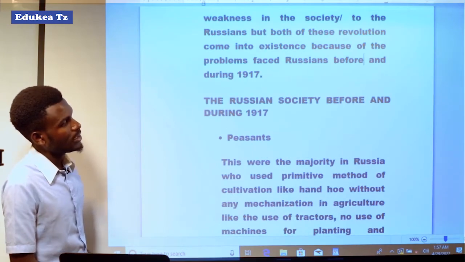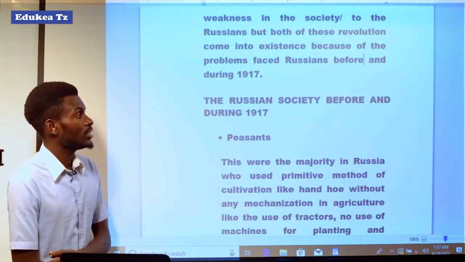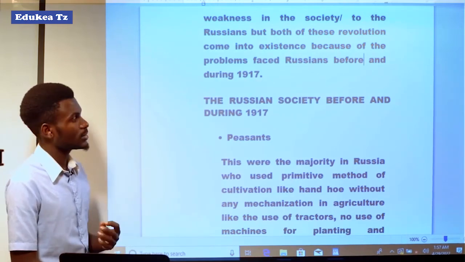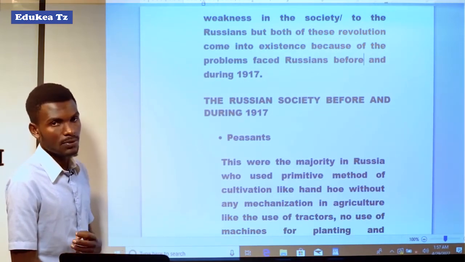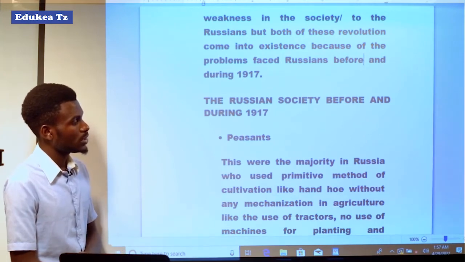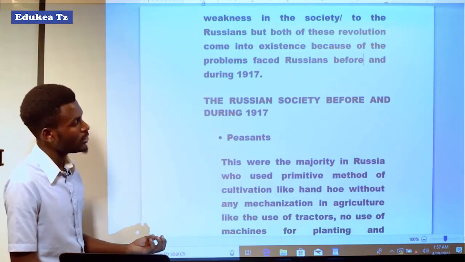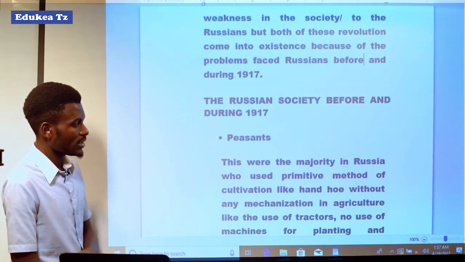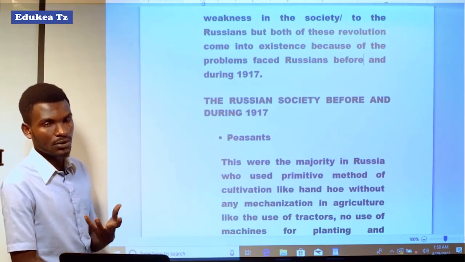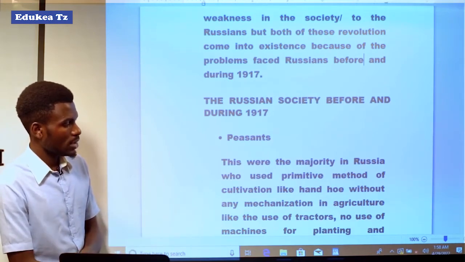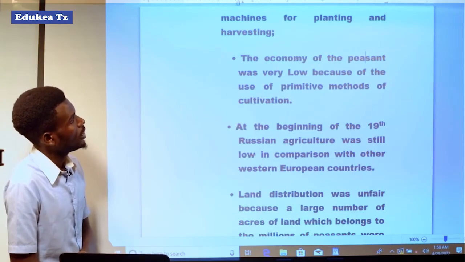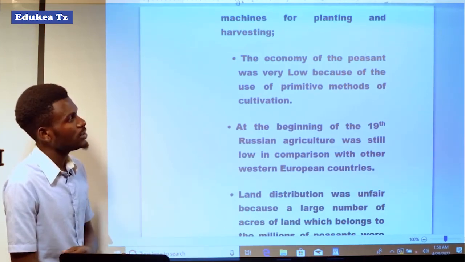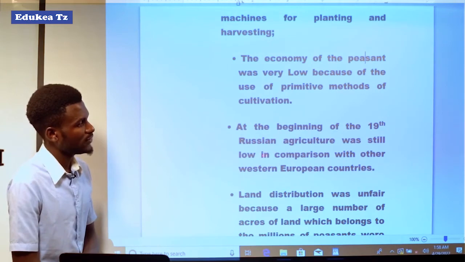To mean that the Russian society before and during 1917, there were peasants. This group was using the primitive method of cultivation like hoes, and there was no use of mechanization in agriculture like tractors and machines for planting and harvesting. Also, the economy of the peasants was very low because of using the traditional or primitive methods of cultivation.